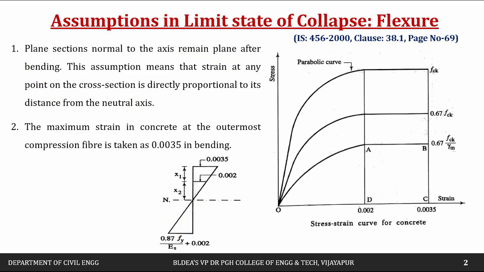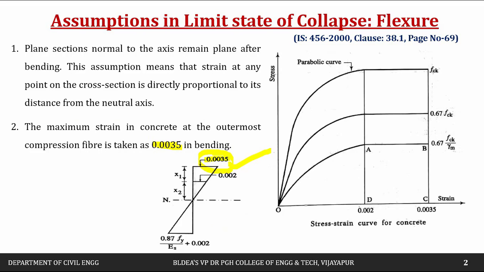Second assumption is that the maximum strain in concrete at the outermost compression fiber is taken as 0.0035 in bending. So this is our neutral axis. Above this we have compression, below we have tension. This is the outermost compression fiber. So at this point, the maximum strain is limited to 0.0035. This is the maximum strain in the concrete.